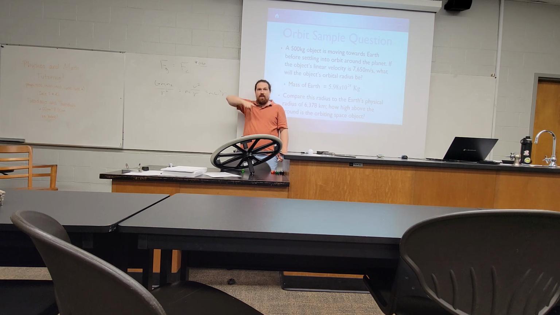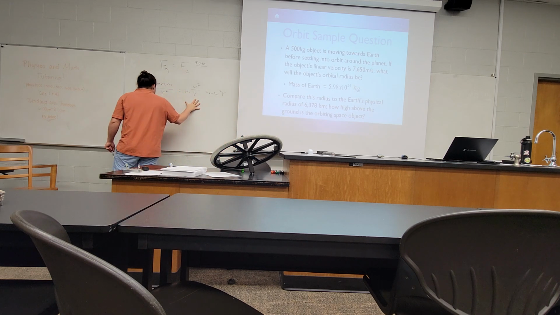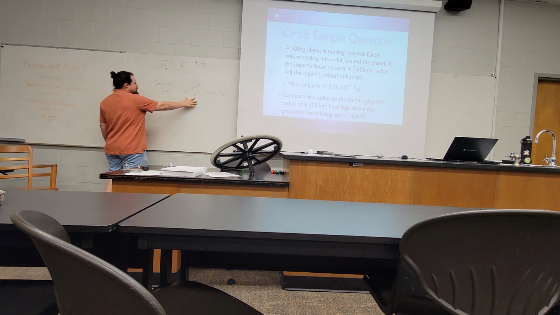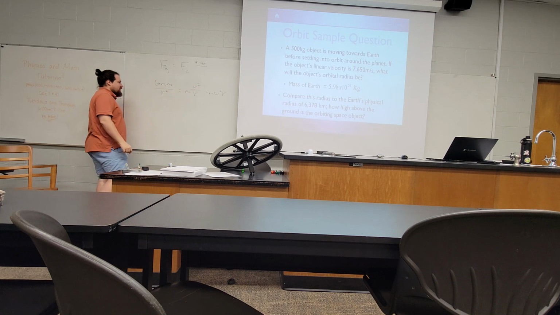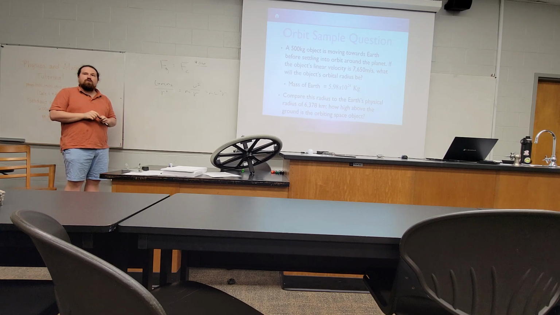Conveniently, the distance between centers of mass is the same as the orbital distance, the rotational radius. So r is what we're after here, and that's going to be the specific radius it rotates at based on the masses of both objects and the speed that it's moving at. Any questions about the basic premise before we start solving for r?